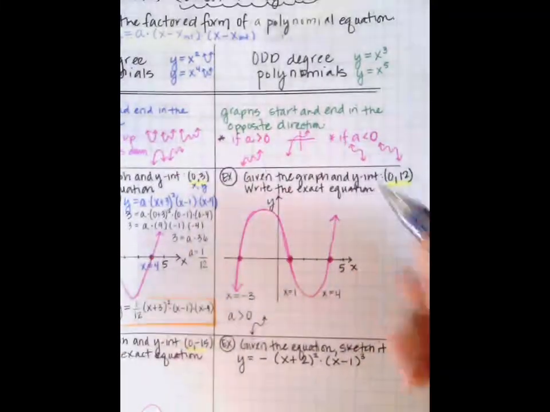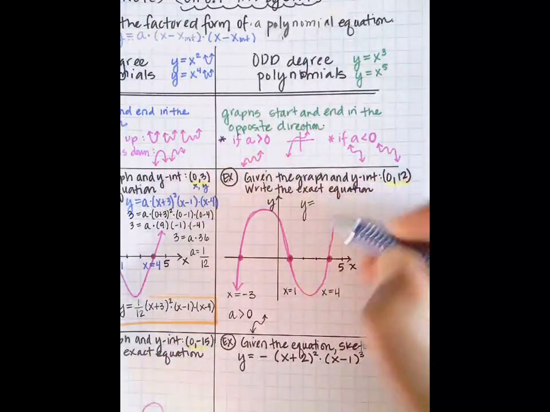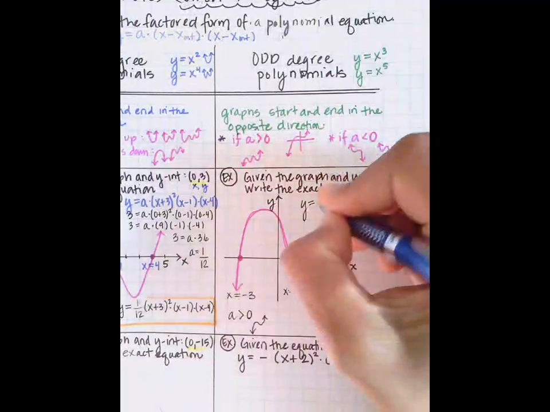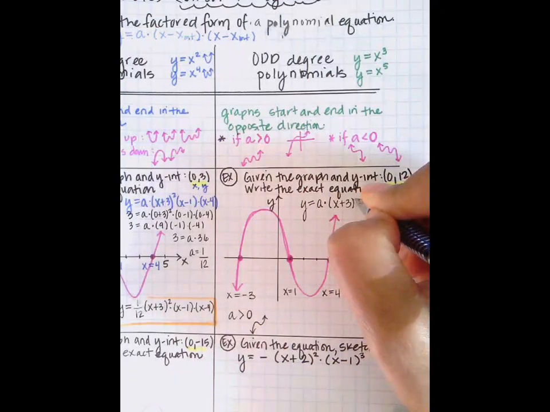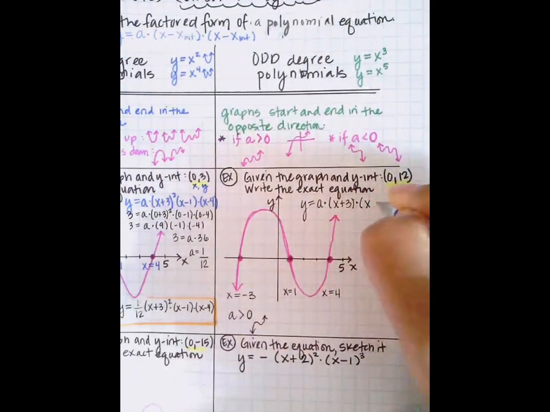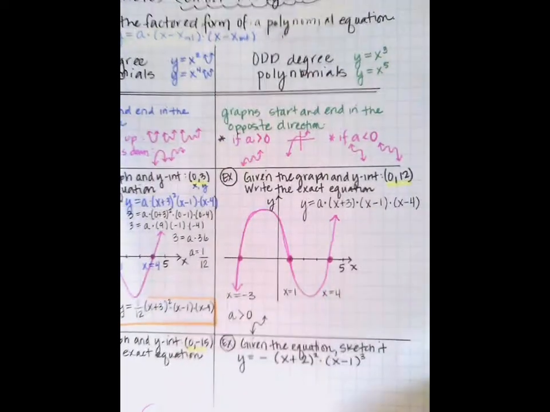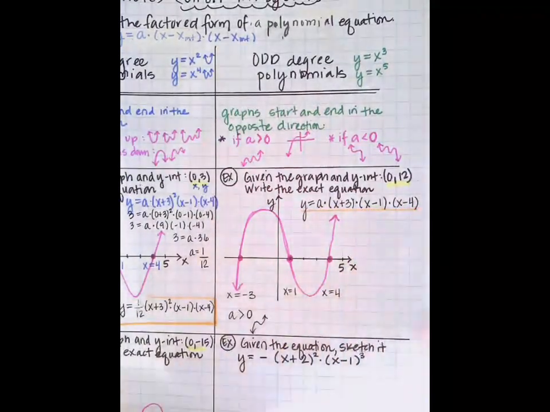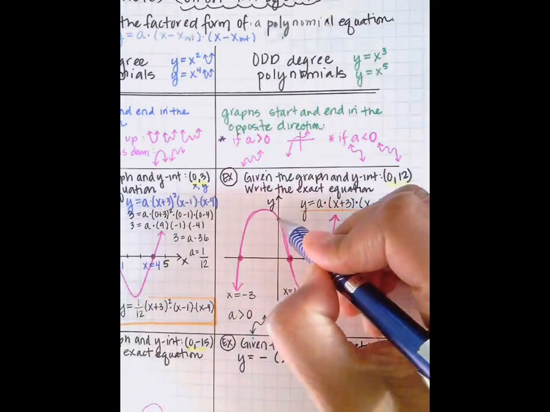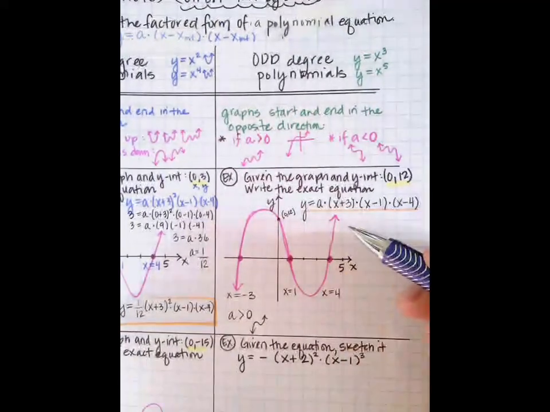So starting with writing the equation, I can start with y equals, and I use each one of these x-intercepts that I've identified. First, the unknown stretch factor a, times x plus 3, times x minus 1, times x minus 4. So again, I'm using this whole idea of the zero product property, working backwards from the x-intercepts to figure out the linear factors. But since they told us that it passes through 0, 12, this point right here, I can algebraically solve for a by substituting in that value.